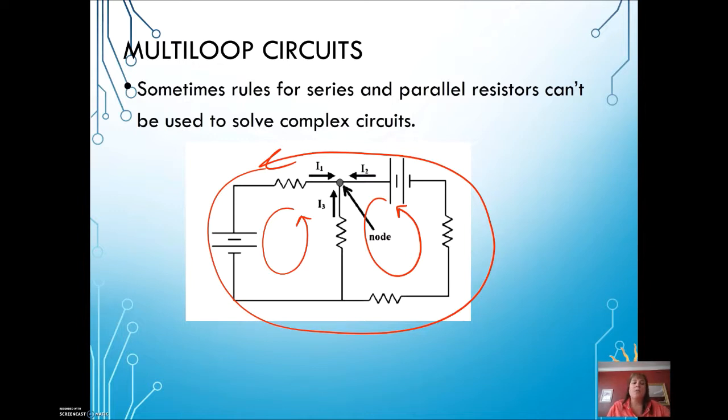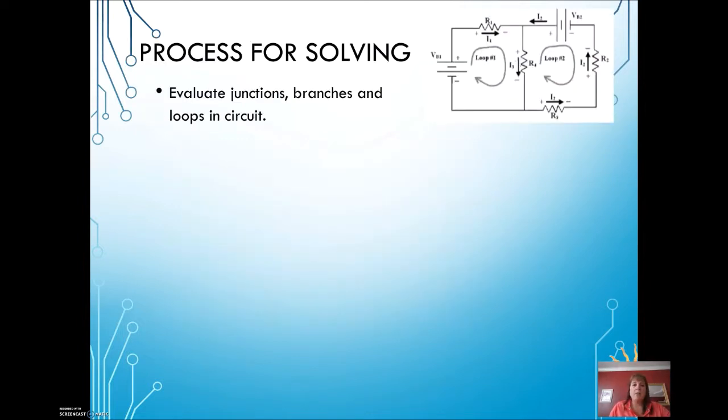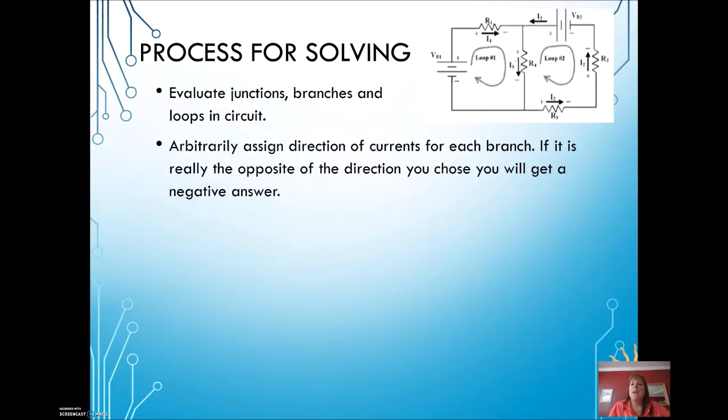Now, we need some rules first before we can start trying to solve this. So anytime we have a multi-loop, multi-cell circuit like this, first we want to take a look at where my junctions are, where my branches and my batteries are. And then we arbitrarily assign the direction of current for each branch. And it's okay if it's not right, because if you get it wrong when you solve it, it just means that your answer will be negative, and then you know you picked the wrong direction. But it's totally cool. That means it's going the other way.